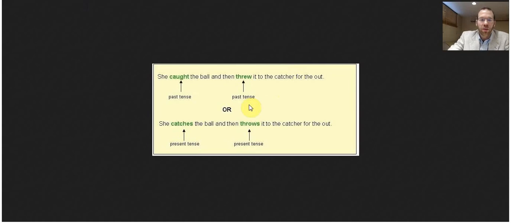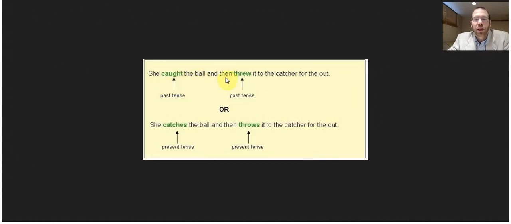Let's look at another example quickly. Again, many of you know this already. She caught the ball and then threw it to the catcher for the out. She catches the ball and then throws it to the catcher for the out.